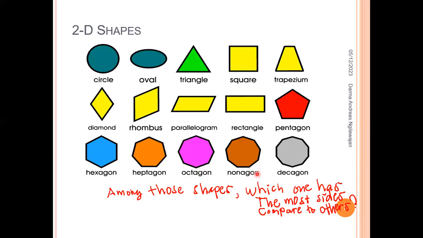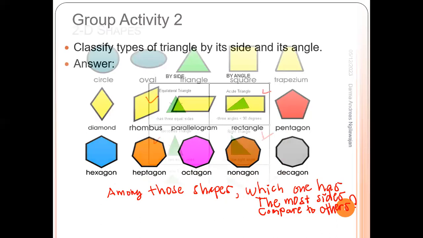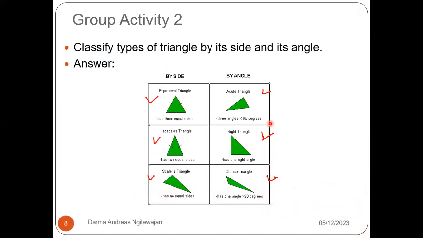Oke, nonagon. Oke, 9. And then the last one is decagon. 10 ya. Ini tinggal kita kayak penta 5, hexa 6, hepta 7, okta 8, nona 9 dan deka 10. Oke. Okay, this one also group activity 2.